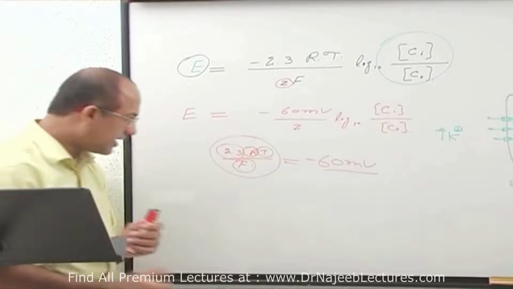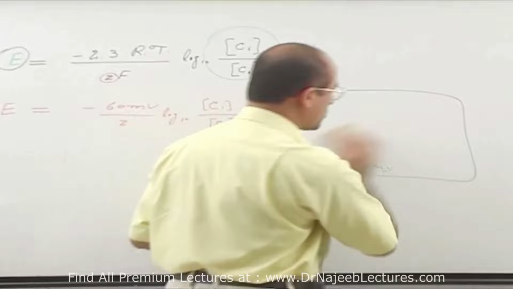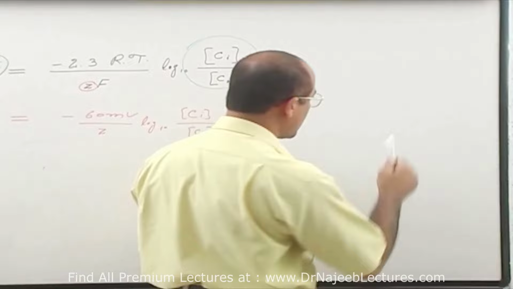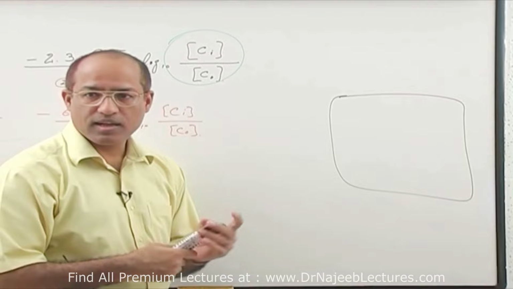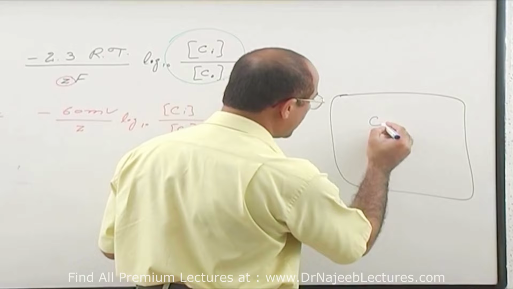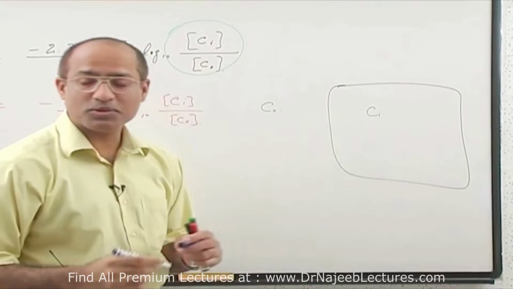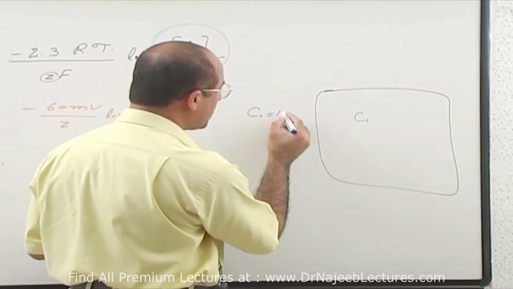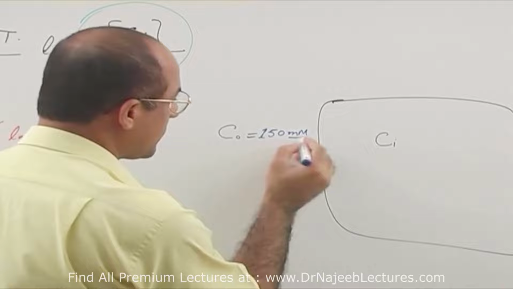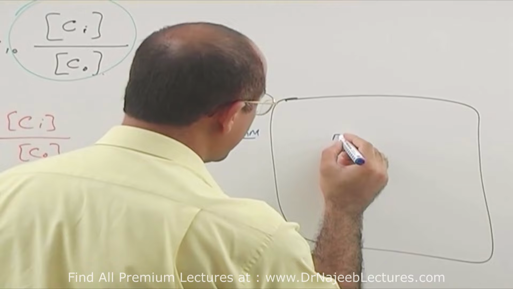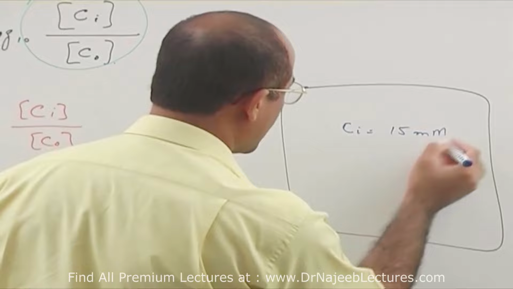Let's do it for sodium. Let's do a sample calculation. This is a cell. Is the concentration of sodium inside more or outside more? Normally, the concentration of sodium is more outside, right? Let's suppose in this sample calculation, the concentration of sodium outside is 150 millimole per liter, and the concentration of sodium inside is, let's suppose, 15 millimole per liter.